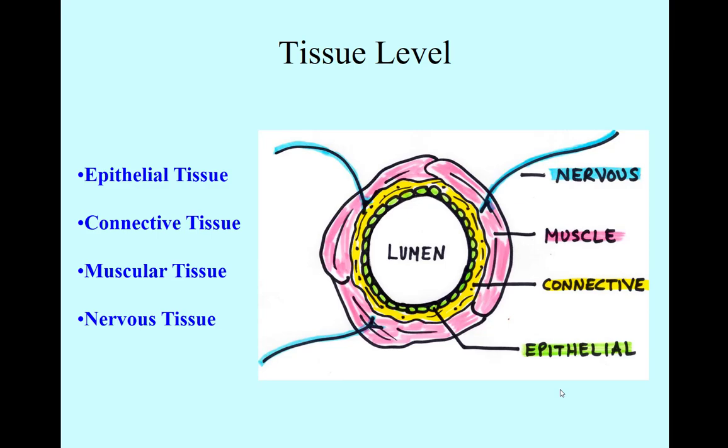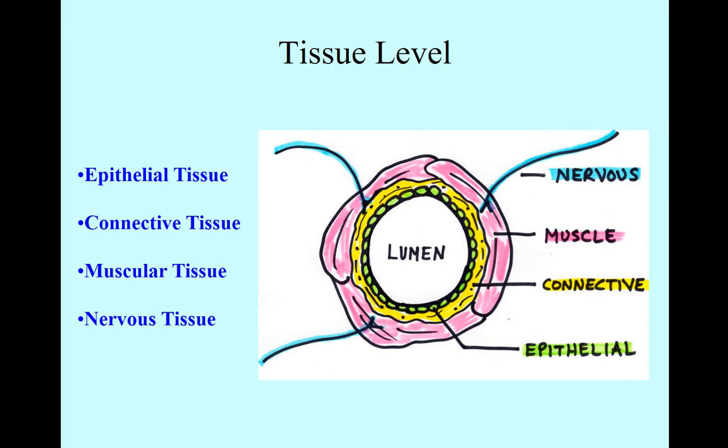Now we move from the cellular level to the tissue level. So individual cells now make up these four main types of animal tissues. The best way to understand these tissues is to think of an organ or part of the body with a hollow center in it, whether it's the stomach or the lungs or the respiratory tract or the reproductive tract or the blood vessels.